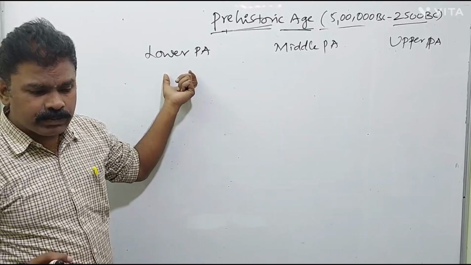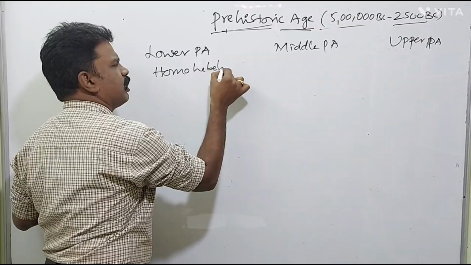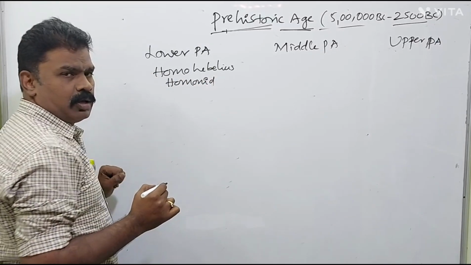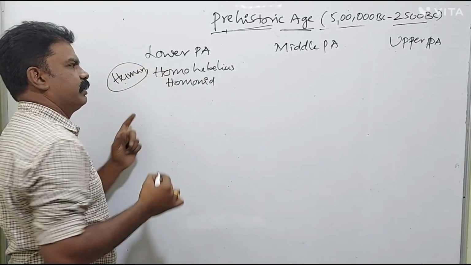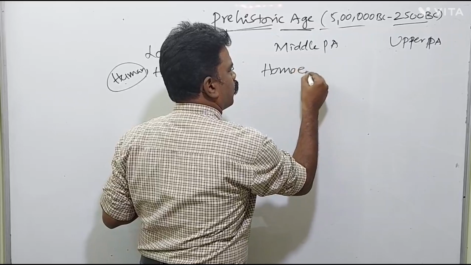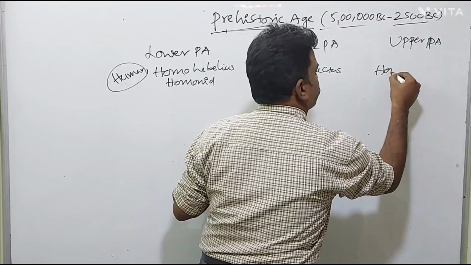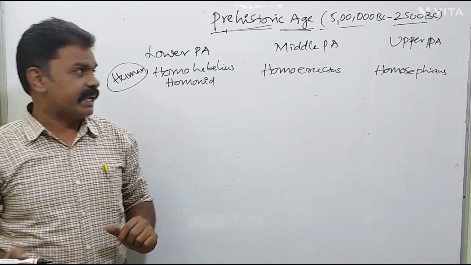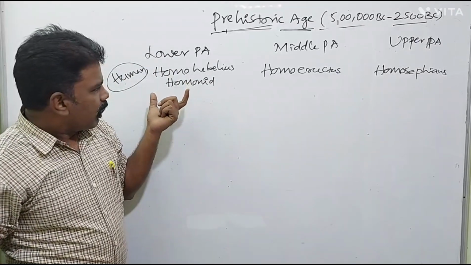The people of the lower Paleolithic age were called Homo habilis, or hominid. Humankind of this period is hominid. Slowly this human became Homo erectus. In the upper Paleolithic age, Homo sapiens, the modern man, can be found. I already discussed this with you.